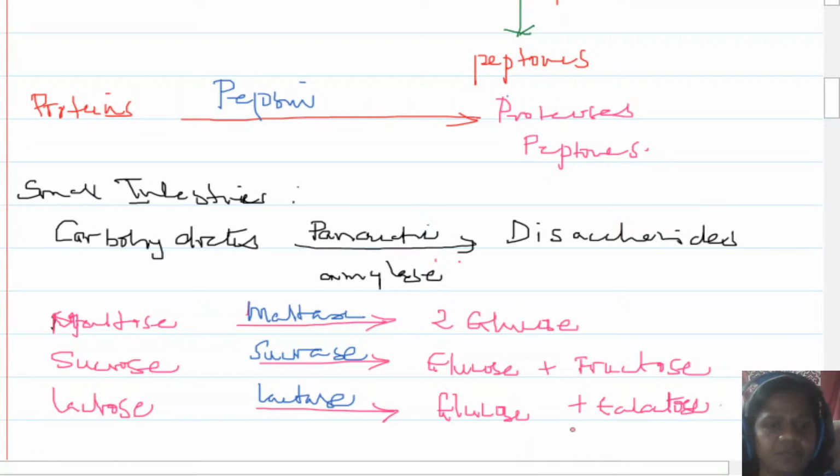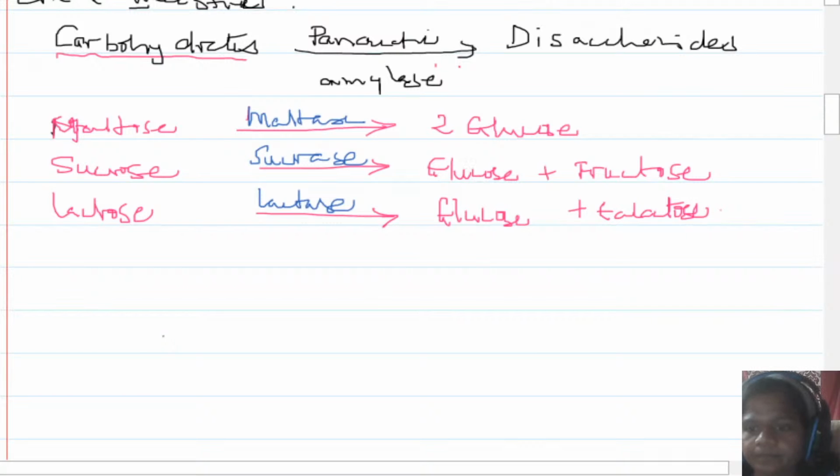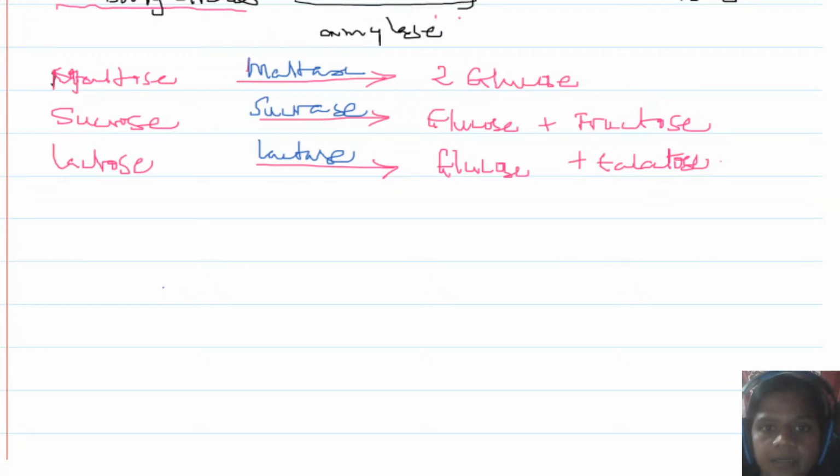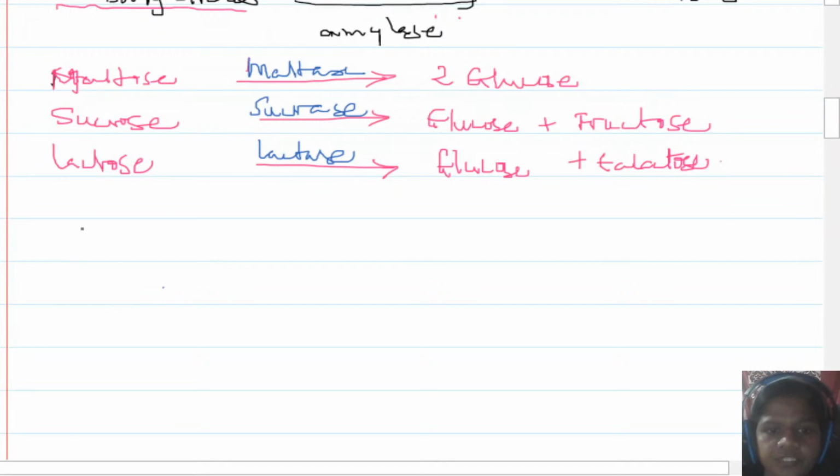Okay, with that we come to the end of the carbohydrate digestion. So next comes proteins. Let's take black. So protein digestion, right? We know the protein digestion has already started in the stomach, right? And they are converted to proteases and peptones.